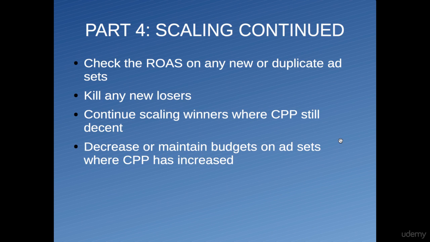We will continue scaling winners, where we've still got a good cost per purchase and are still in profit. And we'll either decrease or maintain budgets on ad sets where we've increased the budget to scale it, but where CPP has increased too. Basically, this will just be removing anything that isn't profitable and continuing building up what is profitable, continuing removing anything that isn't working very well, and optimizing our budget to what is working best, and we should hopefully be profitable by this point.